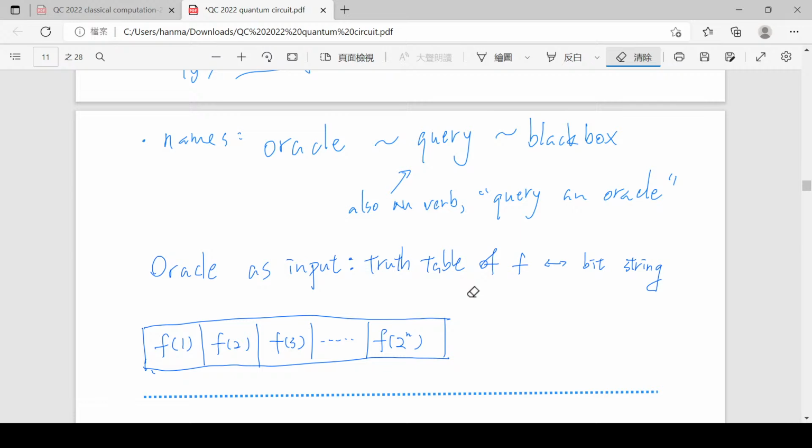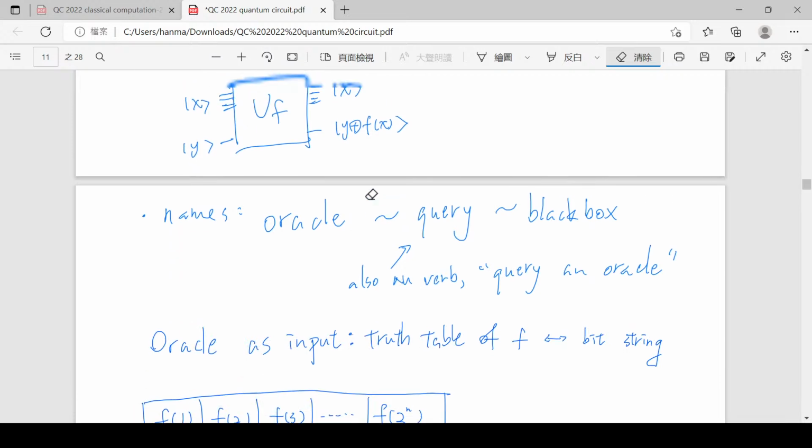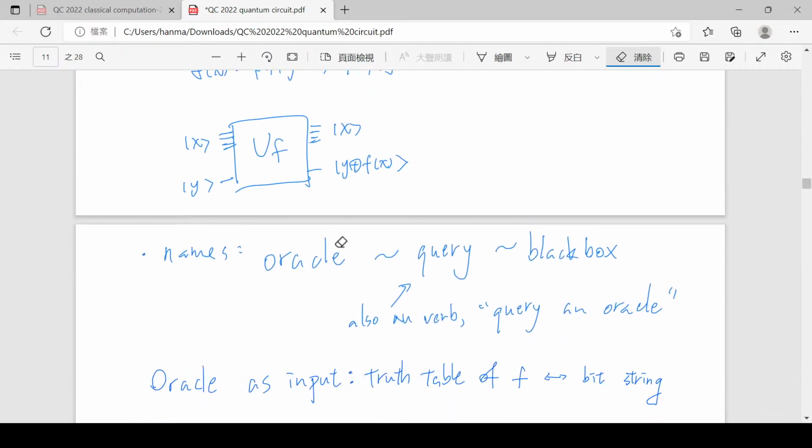There are many names for this U_f. It's called the oracle, and it's also called a query, and it's also called a black box. I think black box probably makes more sense, right? It's a box that's totally black, and it does something you don't really know. It's like a sub-algorithm that you don't look into its code. So it's just a box, and it will do something.